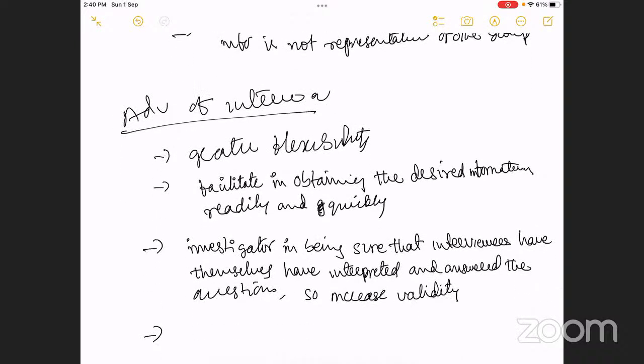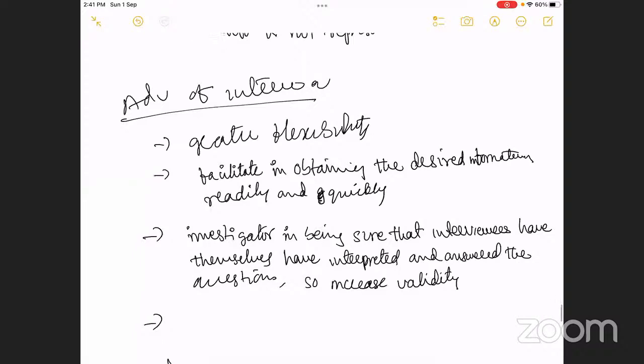The investigator is also sure, that means the investigator may not be in doubt because he himself participated in getting the information. For example, focus group is one type of interview. If I have a doubt whether this interview is correct or not, because I myself participated in the interview, I'll get the 100% assurance that it is accurate. So no need to doubt. That gives the advantage of the interviews.